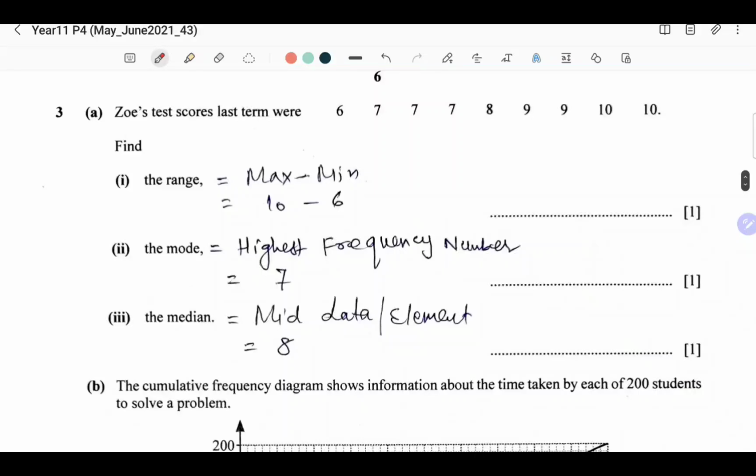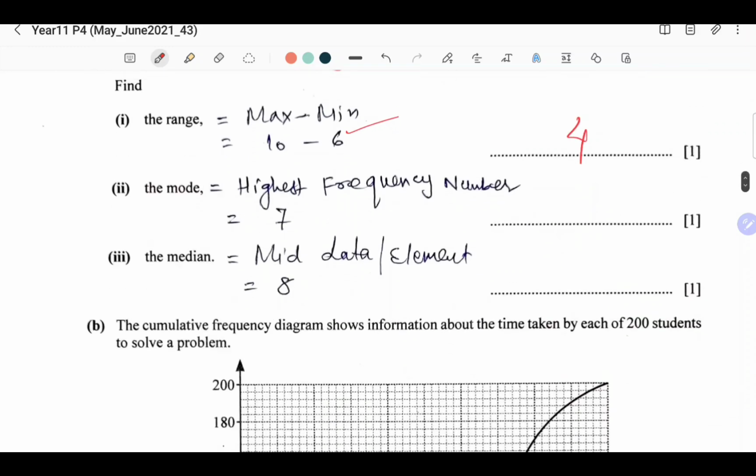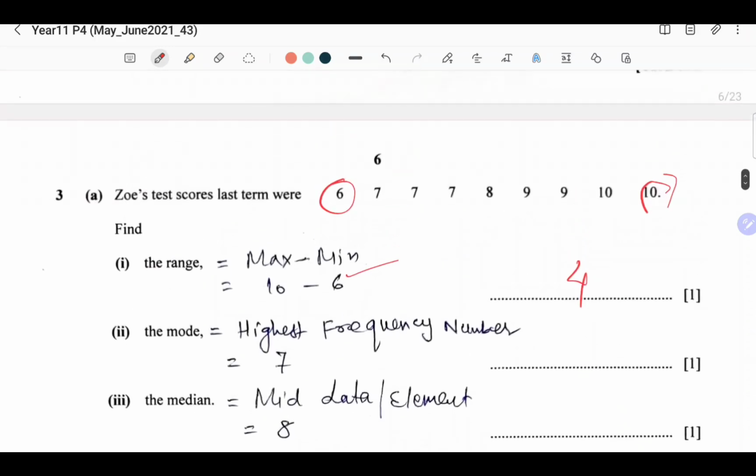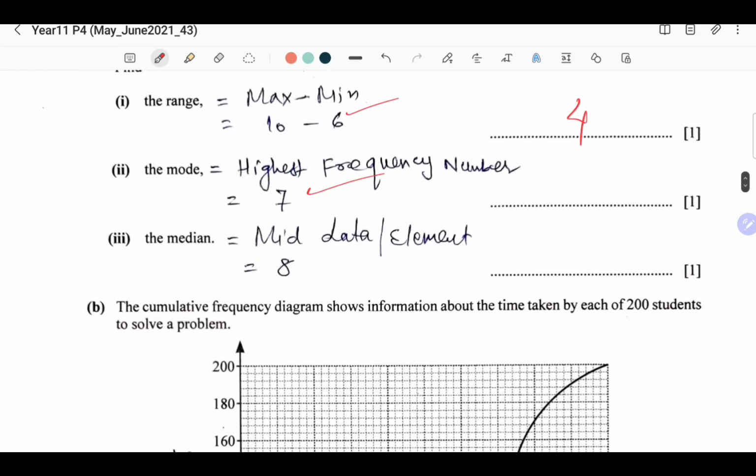Whose test scores last term were, okay, all this data we have, find the range. What's the minimum, guys? 6. What's the maximum? 10. 10 minus 6, this is the range. Max minus minimum, you know that. So 4. Mode, highest frequency number, which appears most of the time? I think 7, right? Yes, 7 appears 3 times, so mode is 7.